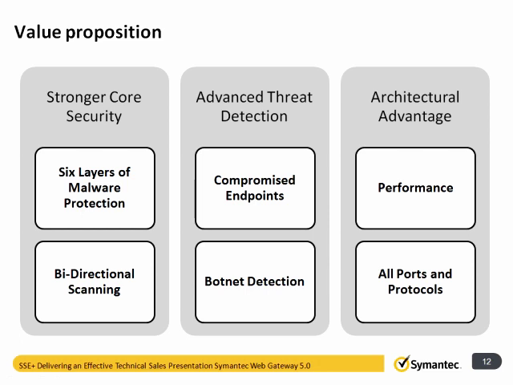The second theme we're going to talk about is the advanced threat detection. Here we're referencing our compromised endpoint or infected client detection, and also the botnet detection modules in the Web Gateway. These modules are real differentiators when compared to our competitors. The third theme is our architectural advantage. We provide numerous methods to deploy the product, with some of our deployment models being extremely focused on performance. The Web Gateway also has that ability to look at all ports and protocols, so that we're not just isolated to provide protection over certain ports and protocols.